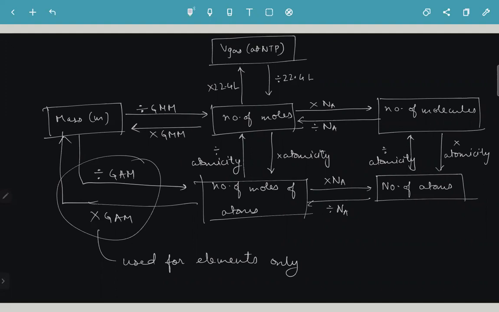If you get a question, STP you will take 22.7, NTP you will take 22.4. That is the correct way. So we'll do it in a correct way.